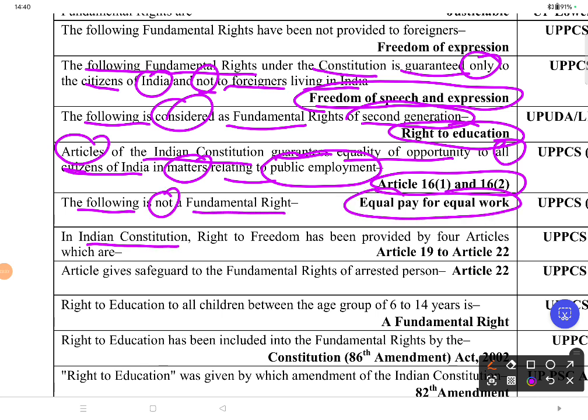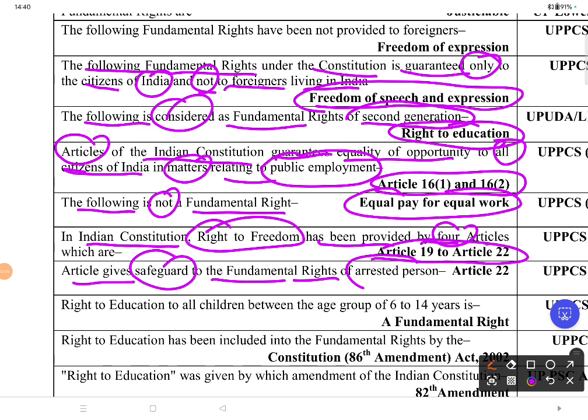The Indian Constitution right to freedom has been provided by 4 articles, which are Article 19 to Article 22. Articles gives safeguard to fundamental rights of arrested person, that is Article 22. Right to education to all children between age group of 6 to 14 years is fundamental right.